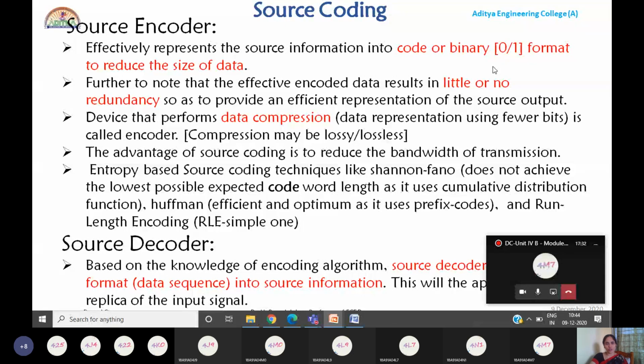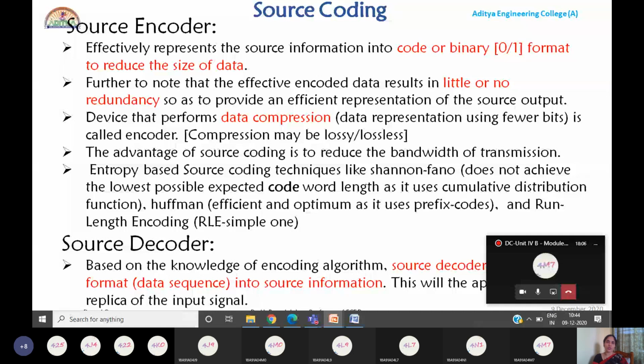So what is the need of source encoding actually? By using source encoding, the data coming from the source or the input section is reduced in size. How can we compress? Data compression is nothing but representation of the data in the form of a smaller number of bits. That means you are compressing the data. So data compression performs the source coding.